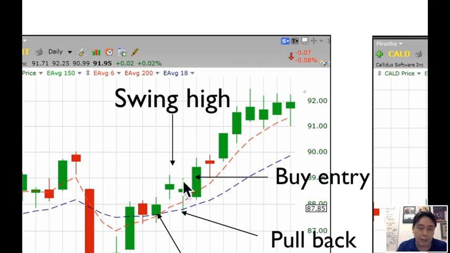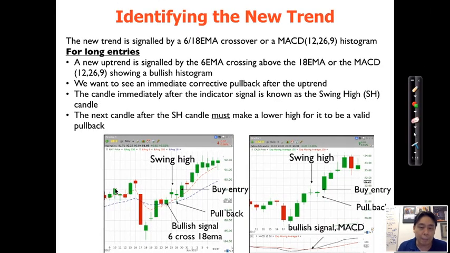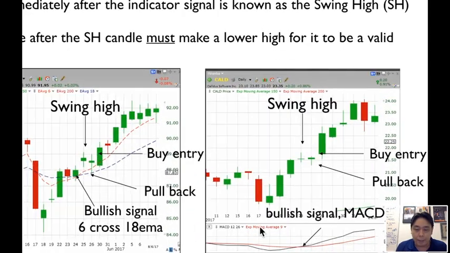Okay, so the next day, as you can see what happens, indeed the price goes above that, it triggers our buy order and we're in the trade and we are moving up as we anticipate, right? So this is an example of the trend being signaled by the 6 crossing above the 18. On this example, you can see that it is the MACD 12, 26, and 9 showing a bullish signal, where the MACD line crosses above the signal line. That is a bullish signal.